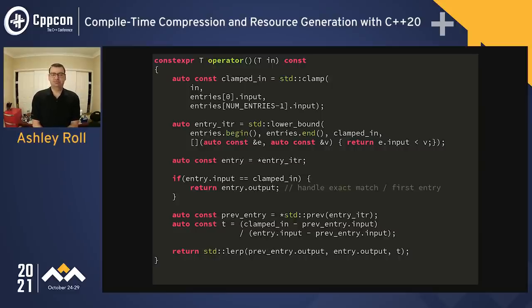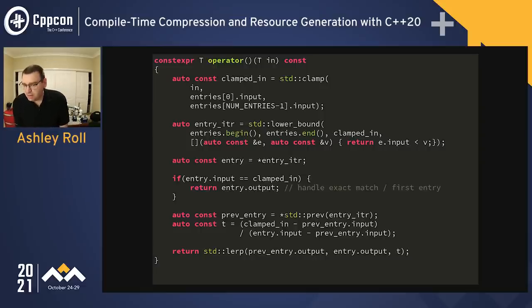We then apply another standard algorithm, std::lower_bound, which will find the first element that is not less than the value we've asked for, and we search the input in our array, get access to our entry, and then if we happen to be the initial value, we're not going to have a previous element to interpolate from, so we just check that, and that handles landing on an exact match. It also handles the first entry so that we don't access out of bounds. We work out the previous entry, and then we work out the distance between the two for our required value and use the lerp function to do the interpolation and return our value.